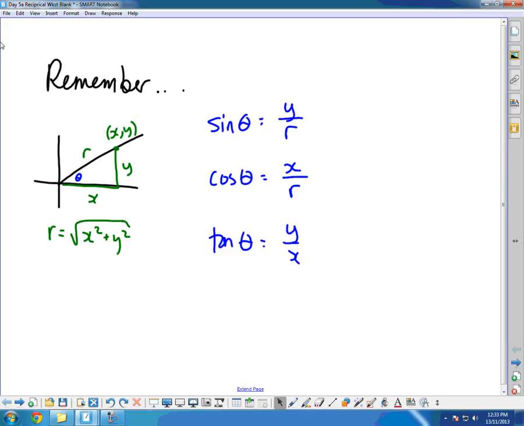And then looking at this triangle, given that this is theta, sine is opposite over hypotenuse, so it's y over r. Cosine is adjacent over hypotenuse, so x over r, and tangent is y over x. Remembering both of these, you don't have to write them down, you already have them in your notes, but remember both of them can be used in what we're going to do next.